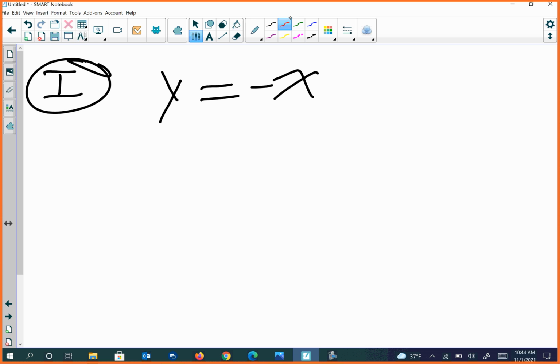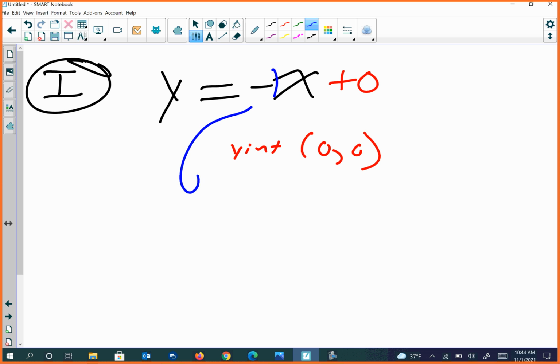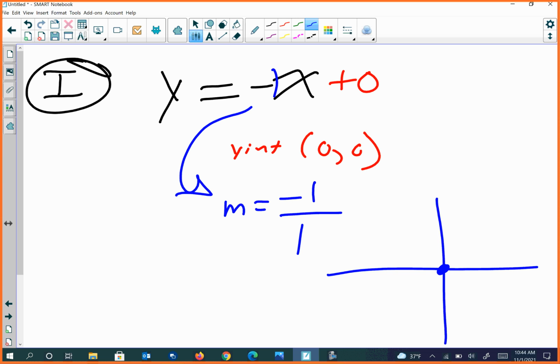Okay, so question 1, are the x and the y on the same side of the equal sign? No. Question 2, can I find the slope and the y-intercept? I can. I have to realize I can do a plus 0, so my y-intercept is going to happen at 0, 0. This is a -1, so my slope, I'm going to make -1 a fraction, so I'll go -1 over 1. And again, if I were to graph this, 0, 0 is here. -1 over 1 does this, so it just goes diagonally downward.